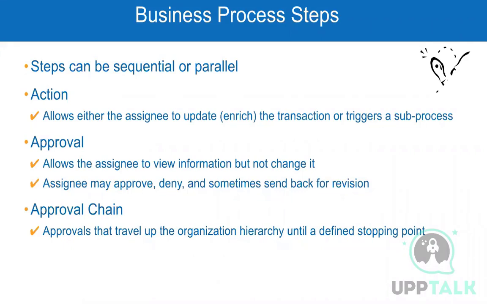Next, the approval chain: an approval that travels up the organization hierarchy until a defined stopping point. It's usually used in cases where you have some compensation, like a bonus of $5,000 or more, a certain threshold amount after which you need certain levels of approvals. In that case, you can have an approval chain set up. It would go to your manager, your manager's manager, your manager's manager's manager. You can set up until what level of the hierarchy you want to go up.